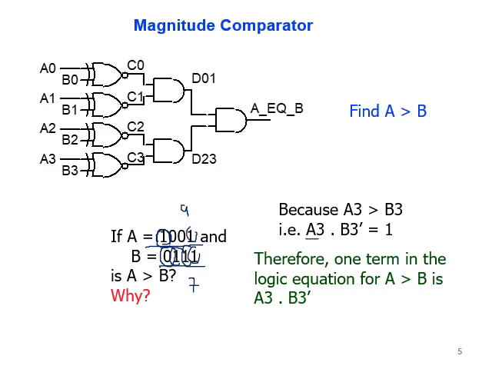So A3 dot B3 dash, and this now equals 1. So if I use an AND gate, I will come up with 1. This tells me that A is greater than B. So don't forget, we start from the last number to the left. Okay, so an AND gate here will be enough to give me high, which tells me that A is greater than B.